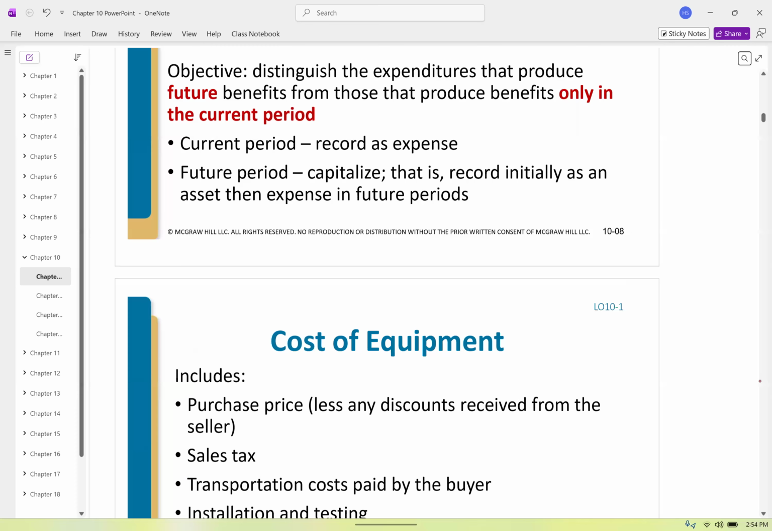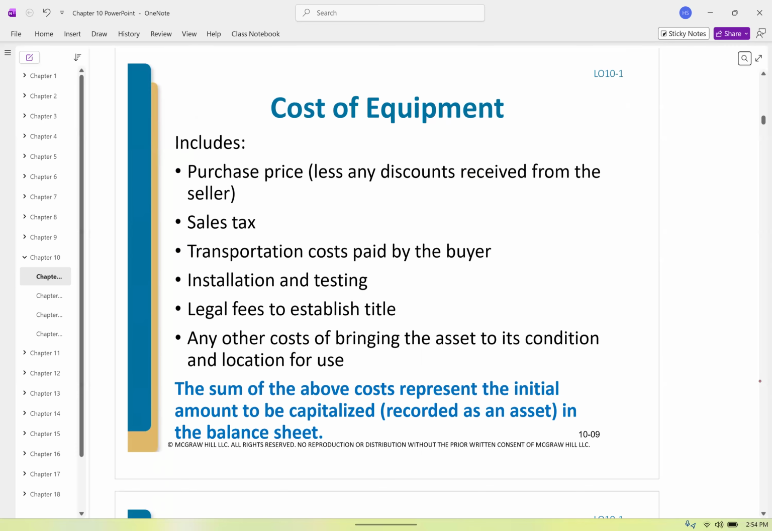Okay. So let's talk about equipment. It's going to be the purchase price, sales tax, sorry. We are going to have transportation. Okay. If it's needing to be transported from one area to another, then that cost of transporting needs to be added into the cost of the asset. Okay. Also, installing and testing this equipment.